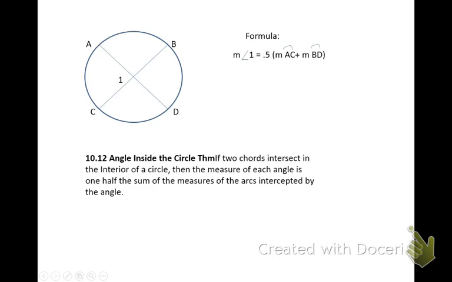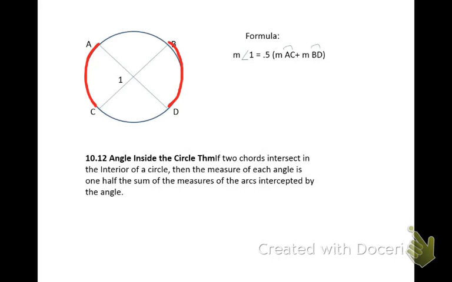All right. The angle inside the circle theorem. If two chords intersect in the interior of a circle, then the measure of each angle is half the sum of the measures of the arcs intercepted by the angle. So that's saying I would take AC plus BD and divide it by 2.